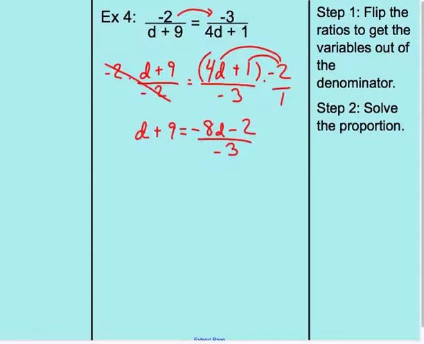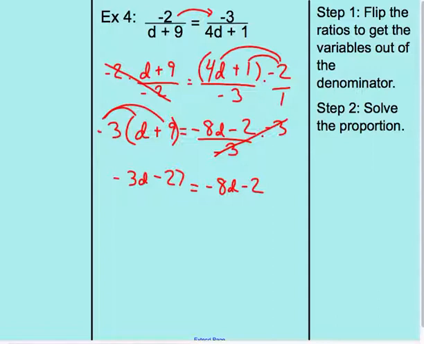So now I'm going to cancel my -3 by multiplying both sides by -3. So the entire left-hand side of the equation will be multiplied by -3. On the right-hand side, the reason I multiplied was to cancel, so I'm left with -8d minus 2. On the right, I will distribute -3d minus 27. And to solve for d, I'm going to get my d's together. Now negative 8 is smaller than negative 3, so I'm going to cancel my d's by adding 8d to both sides.